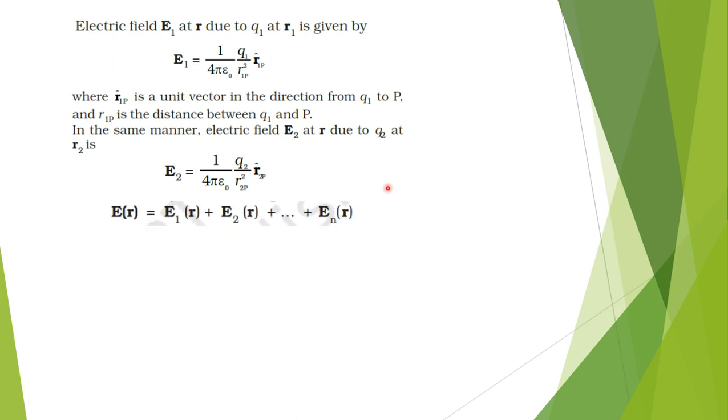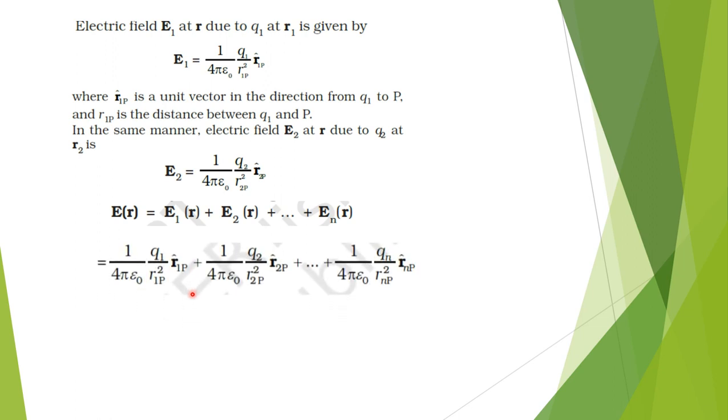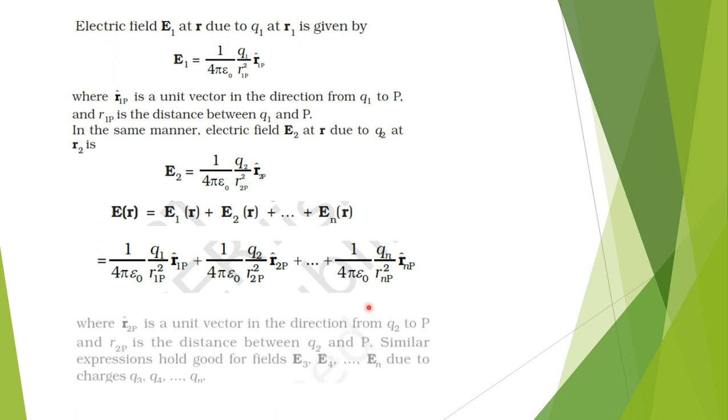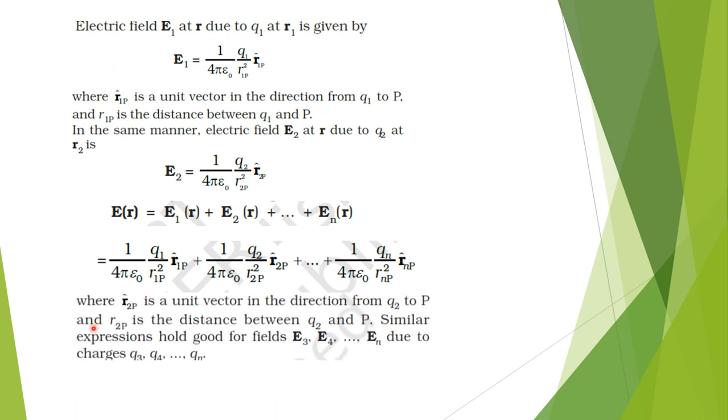So the resultant electric field is equal to E1 plus E2 plus etc. En. In vector notation, we have written E of R, E1R plus E2R plus etc. ENR. Substitute the formula. So we get 1 by 4 pi epsilon naught Q1 by R1P square into R1P cap plus 1 by 4 pi epsilon naught Q2 by R2P square into R2P cap plus etc., up to the nth term. Here R2P, RNP, all these are the unit vectors.